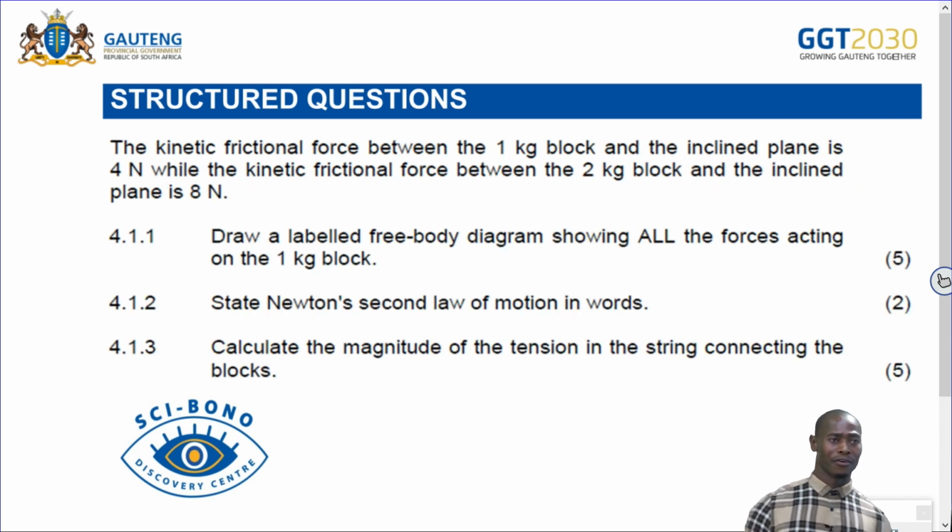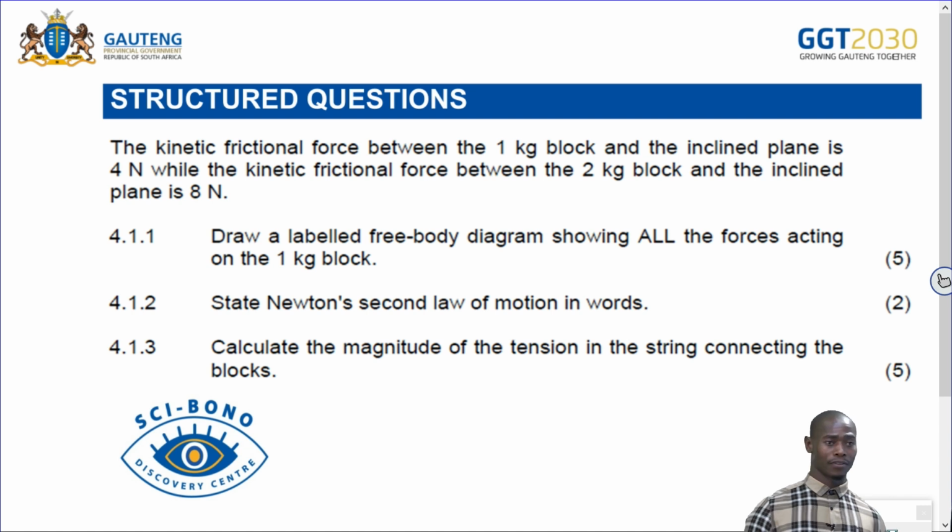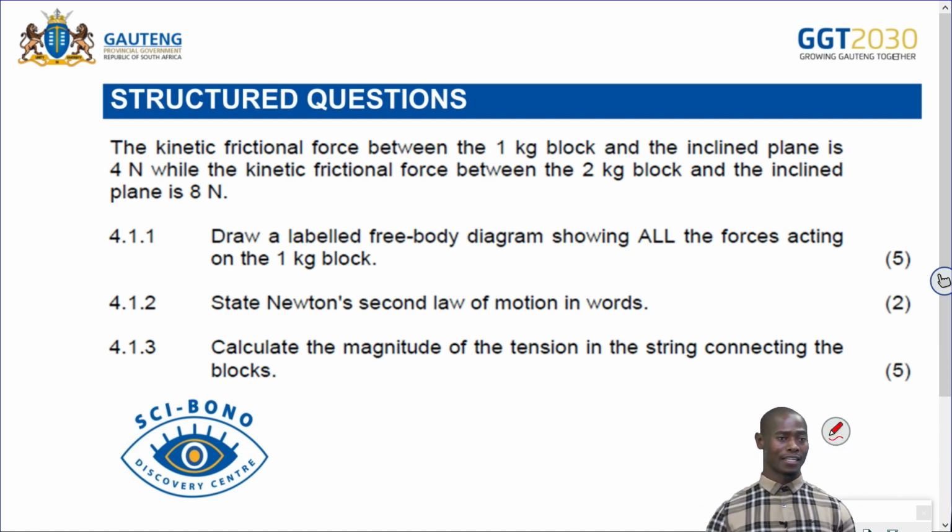So what are they looking for here? The kinetic frictional force between the 1 kilogram block and the inclined plane is 4 newtons, while the kinetic frictional force between the 2 kilogram block and the inclined plane is 8 newtons. So for the 1 kilogram block it is 4, and for the 2 kilogram block it's 8. Then draw a labeled free body diagram showing all the forces acting on the 1 kilogram block.